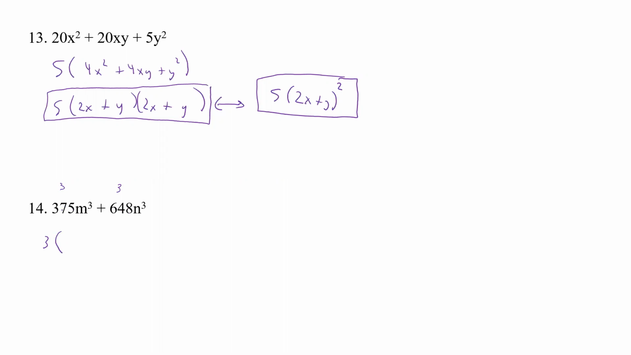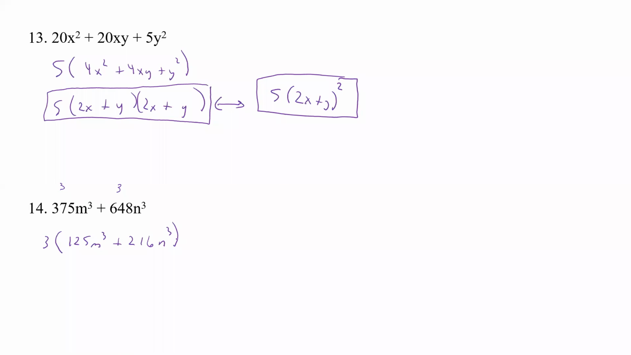And the only reason I'm doing that is because I don't recognize those numbers as perfect cubes or anything like that. So let's try factoring those out and see what we get. Well, if we take out a 3 here, that's going to give us 125m cubed. And then plus, and if we factor out a 3 here, that's going to give us a 216n cubed.